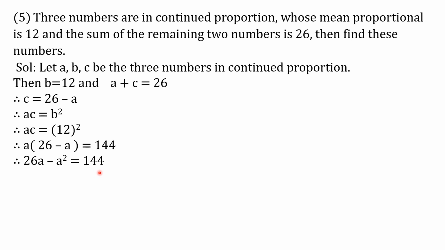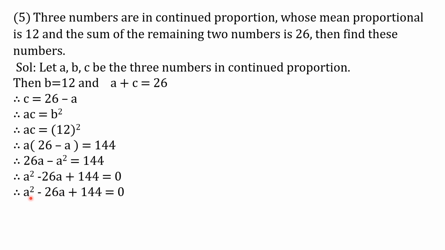So now let's make it a quadratic equation. Therefore A square minus 26A plus 144 equal to 0. We have written it in quadratic equation form. Now, you know, we'll simplify and we'll split the middle term and we'll get the value for A.